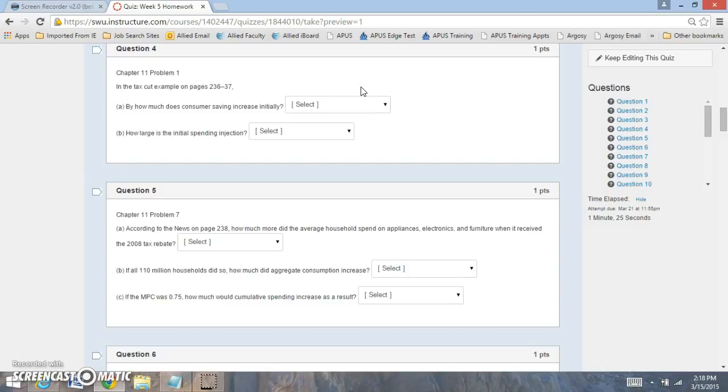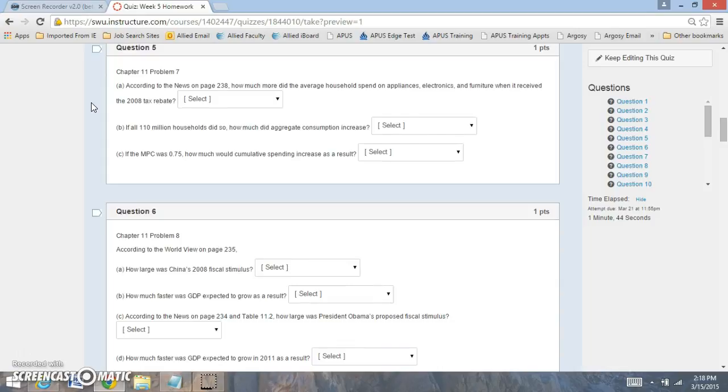Question 4, in the tax cut on this page, how much did consumer saving increase initially? So look at consumer savings, and how much did it increase? How large is this initial injection from that actual problem?